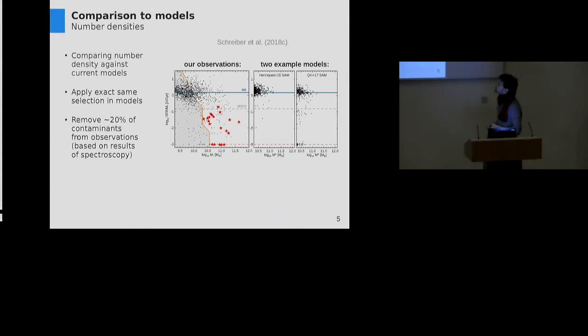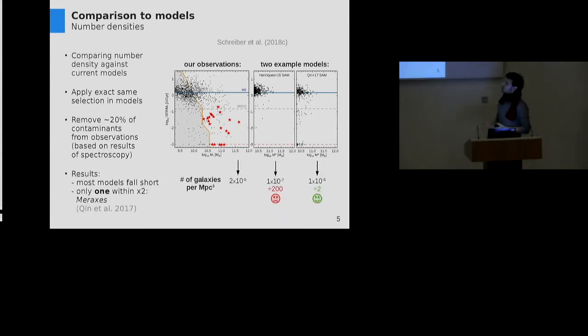And so what I found in the end when doing those comparisons is that most models actually fall short of our observations. So this one is particularly the worst because it predicts a number density that is 200 times lower than what we observe. But this one was the only one that actually came close to our actual value, just falling short by a factor of 2, which you would say within the uncertainties is probably acceptable. So this is the Meraxes semi-analytic model by Qin et al. 2017.